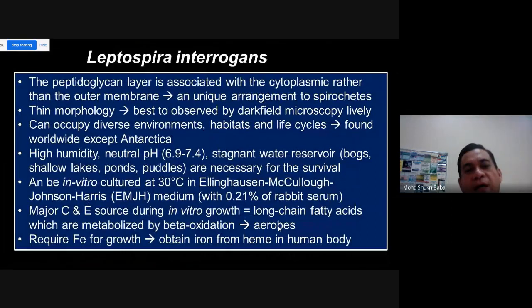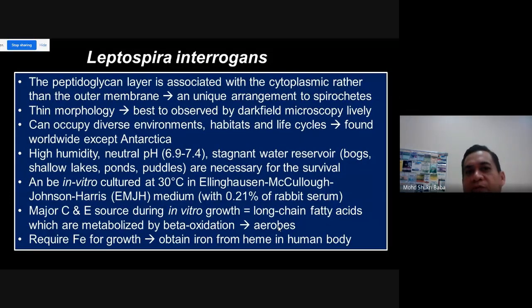One species adalah Leptospira interrogans. The peptidoglycan layer is associated with the cytoplasmic rather than the outer membrane. Okay, so it is a unique arrangement of spirochete. Alright, so it is basically sama saja seperti Treponema pallidum tadi, yang ada endoflagella dekat kawasan periplasmic space tu. And then dia punya morphology juga sama dengan Treponema pallidum sebab dia adalah spiral.